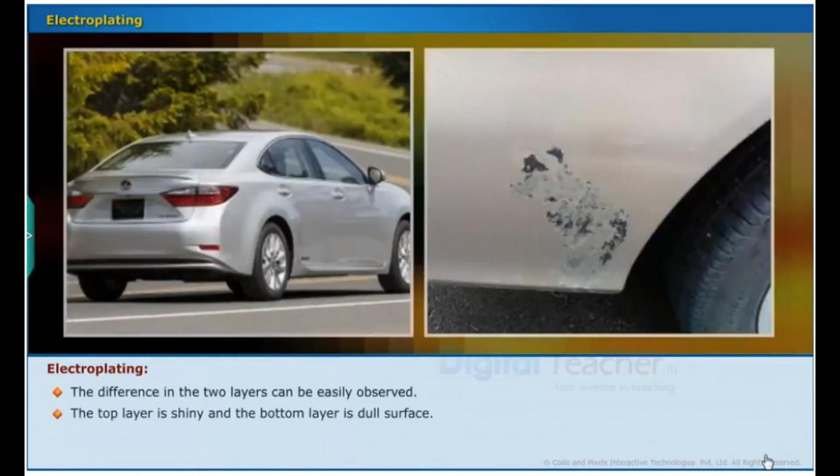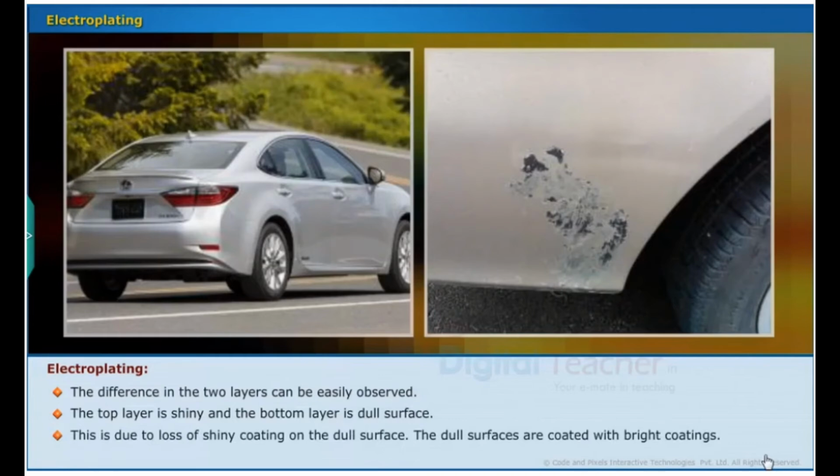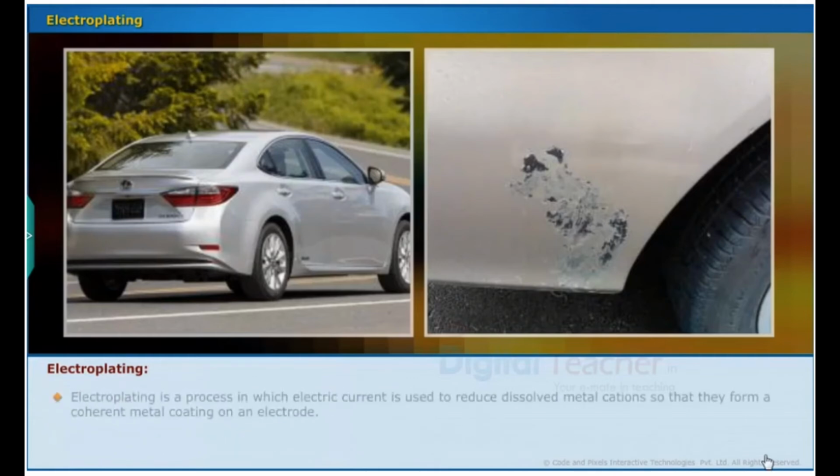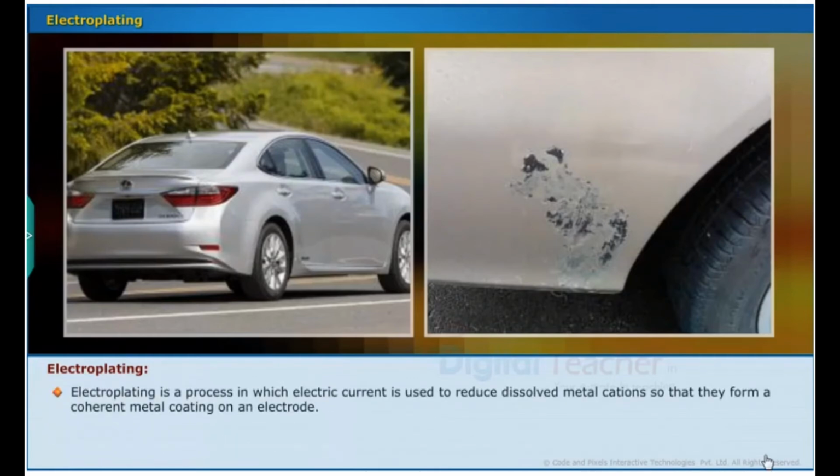The top layer is shiny and the bottom layer is the dull surface. This is due to loss of shiny coating on the dull surface. The dull surfaces are coated with bright coatings. Electroplating is a process in which electric current is used to reduce dissolved metal cations so that they form a coherent metal coating on an electrode.